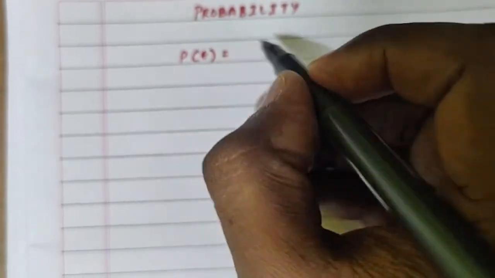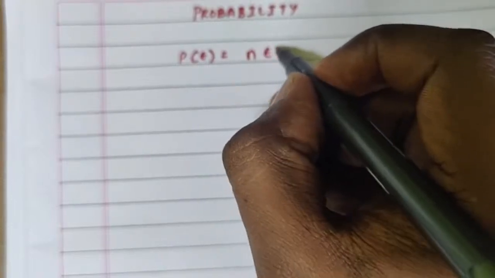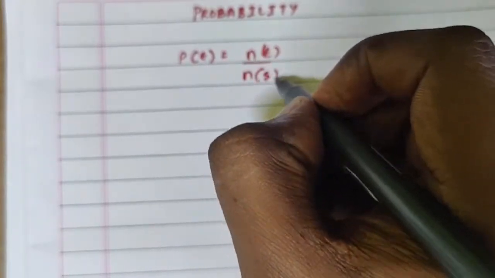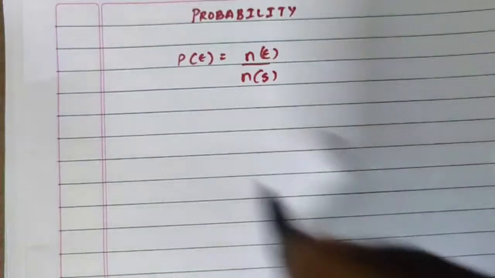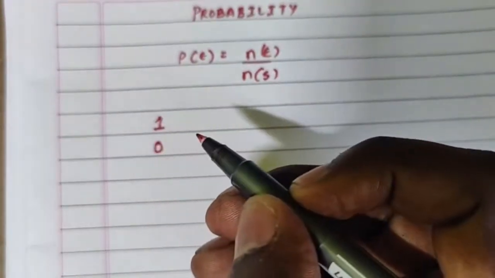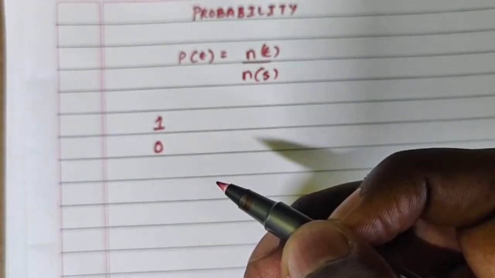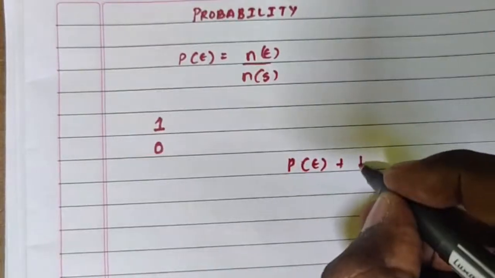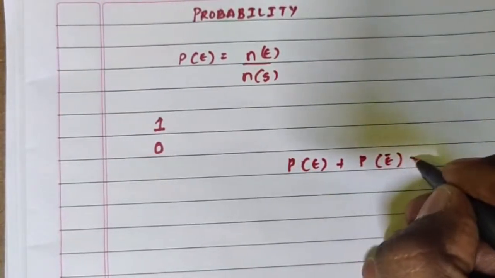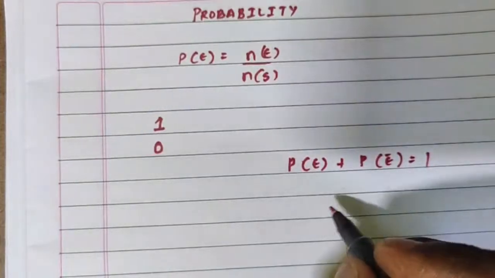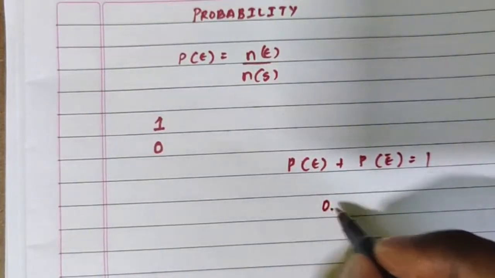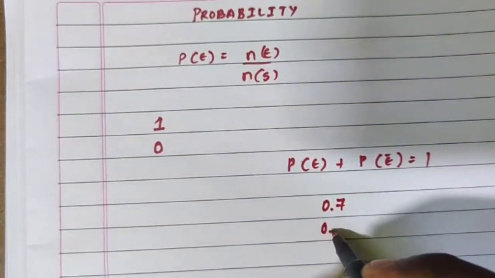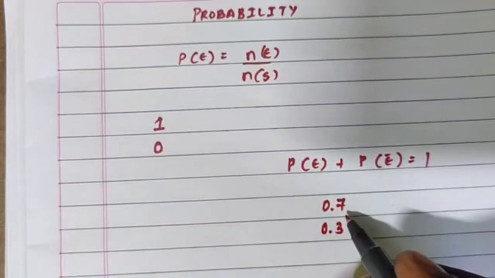Probability of any event is given by n of E divided by n of S. What is the probability of a sure event? It is 1. Probability of an impossible event is 0. So the probability of complementary events, that is P of E plus P of complement of E, is what? 1. For example, in a game, if the probability of winning is 0.7, what is the probability of losing? It is 0.3. That is 1 minus 0.7, you get 0.3.